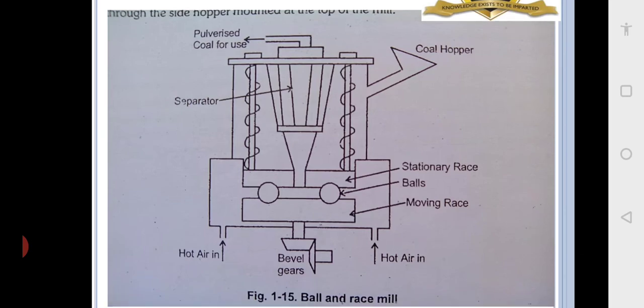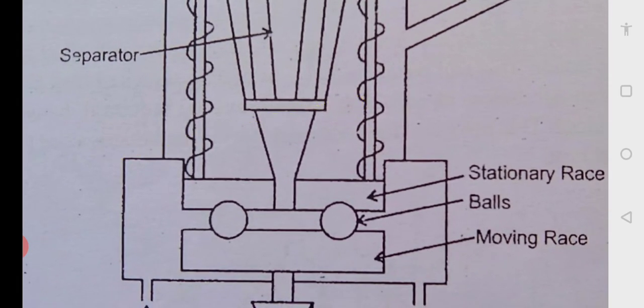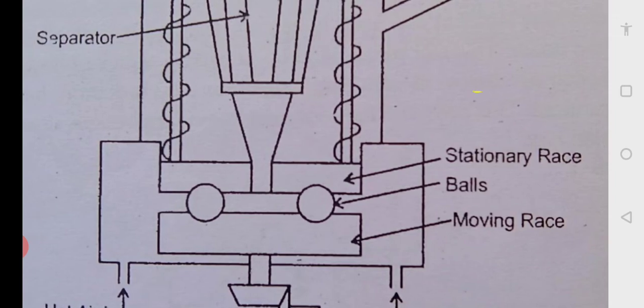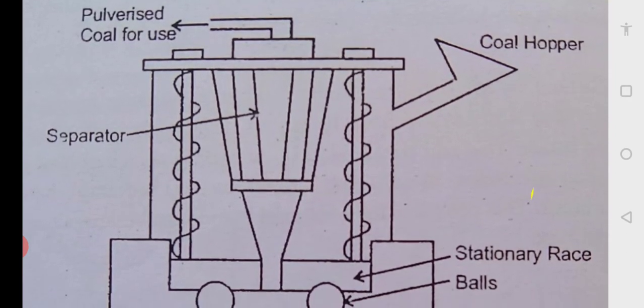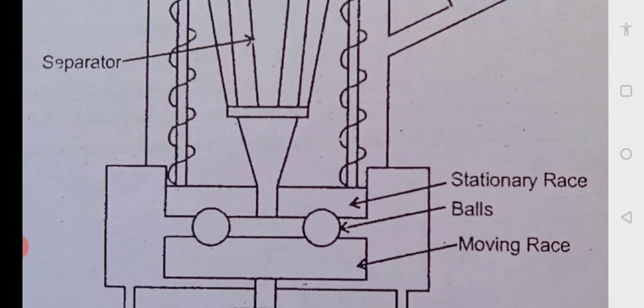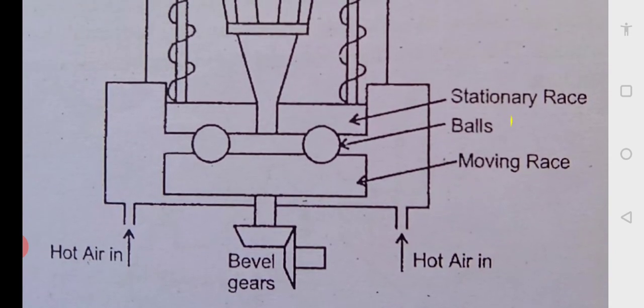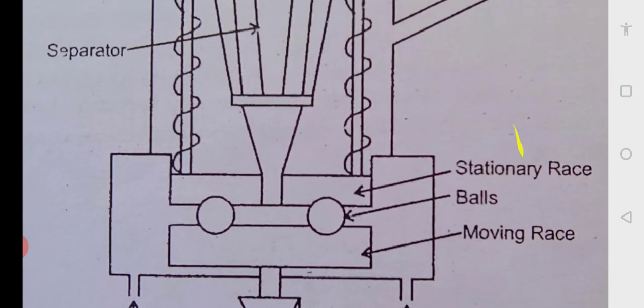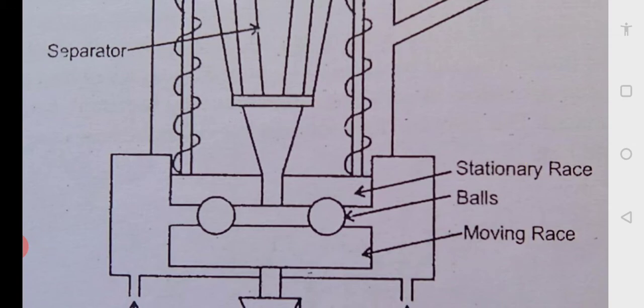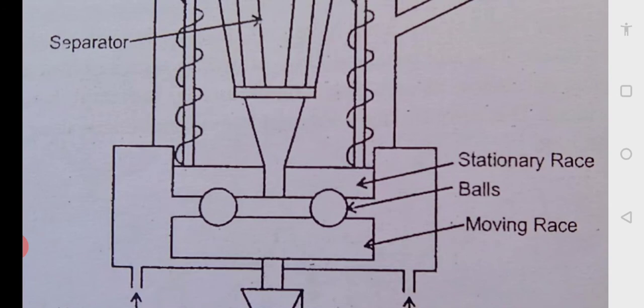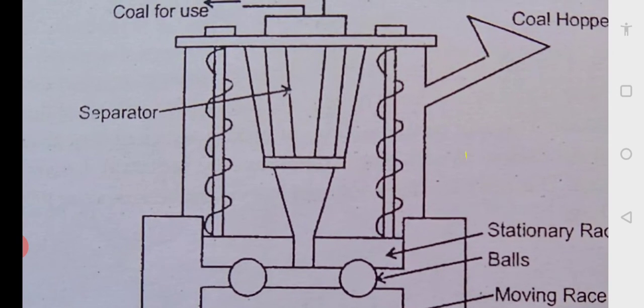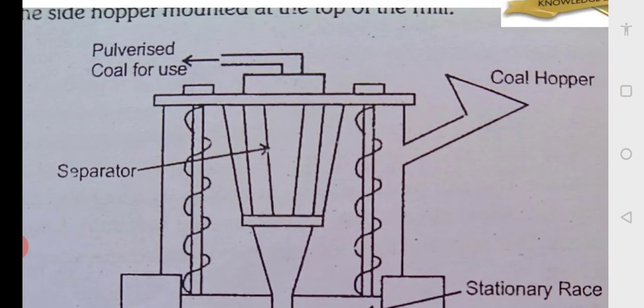Between the two races there are balls. One is a stationary race, another is a moving race. For rotating the moving race, you have got a dual gear drive, and a motorized drive is there. With the dual gear, it rotates slowly. So the coal, when it is in between these two races, lumps along with the balls, it is crushed and converted into powder, and then you can see from the center the pulverized coal is taken out.